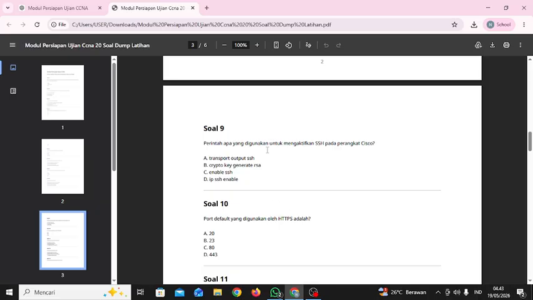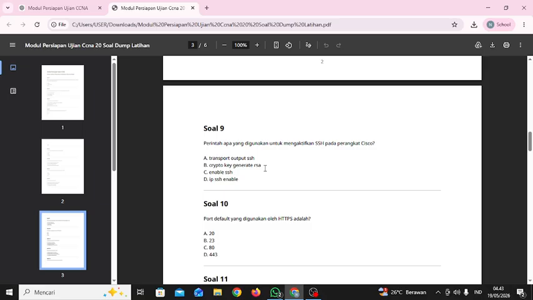Which command is used to enable SSH on a Cisco device? A. Transport input SSH. B. Crypto key generate RSA. C. Enable SSH. D. IP SSH enable. Okay, what is the correct answer? That is crypto key generate RSA.